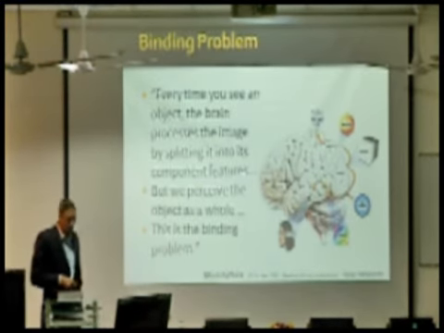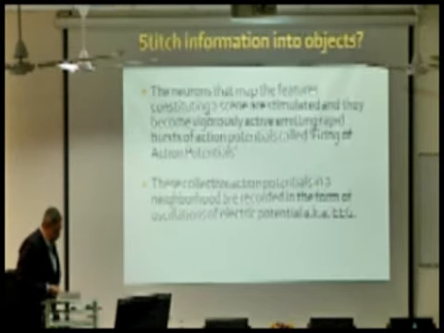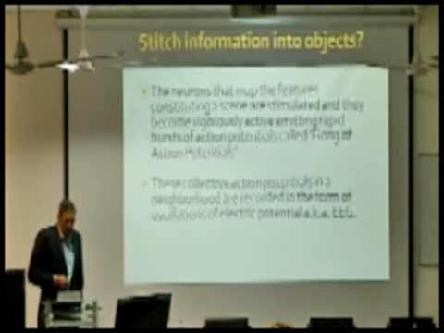But we perceive the object as a whole. This is what is called the binding problem. What we need to do is stitch information in the form of objects.